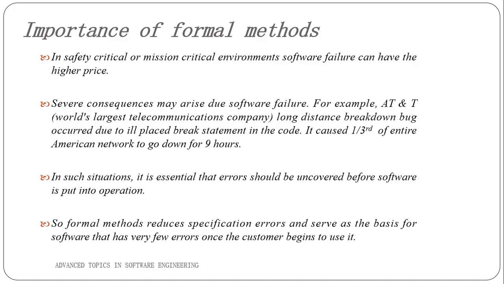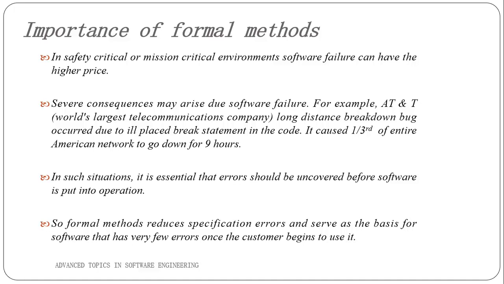For example, AT&T, the world's largest telecommunication company, had a bug called the long distance breakdown bug, due to an ill-placed break statement in the code. That is, the break statement was placed at the wrong position, so it caused one third of the entire American network to go down for 9 hours. So this is one of the failures that has been reported.